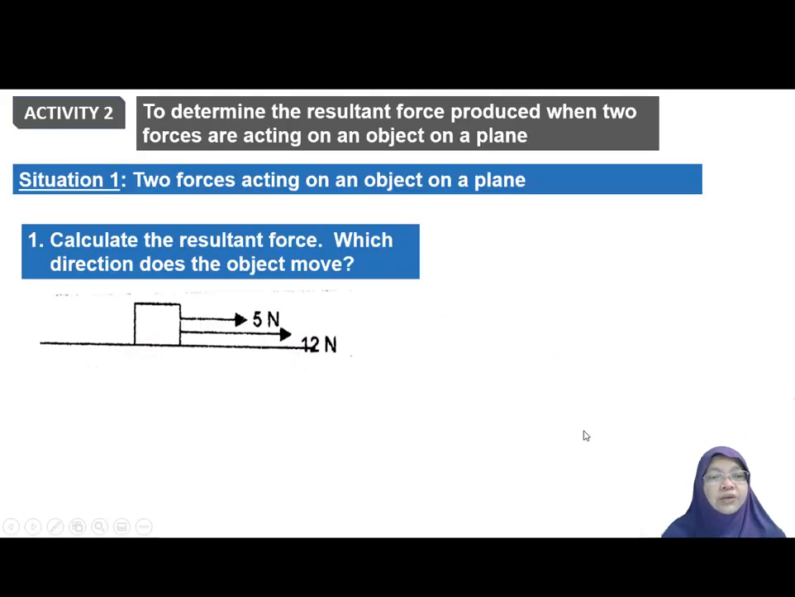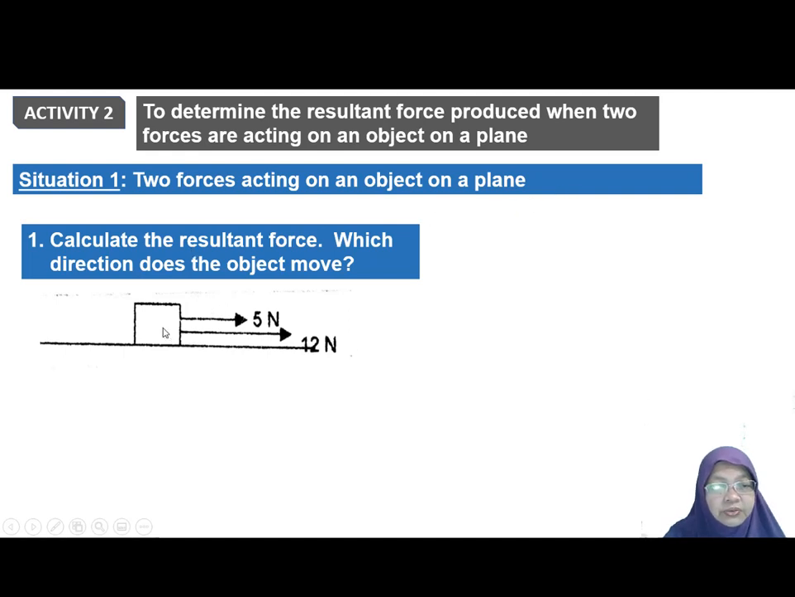Now let's look at the next learning standard, which is to determine the resultant force. After we understand the resultant force, now we want to determine the resultant force produced when two forces are acting on an object. So in this case, we will sum two forces. But how they are summed, there are four situations that we are going to discuss. So the first situation is two forces acting on an object on a plane, with the same direction.